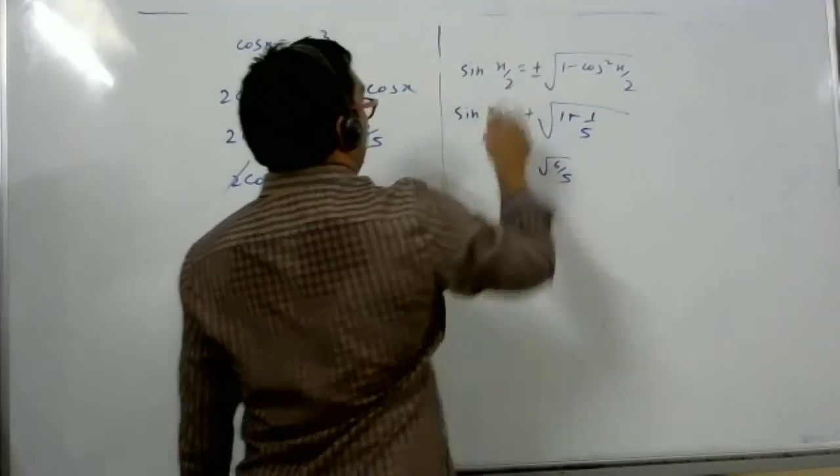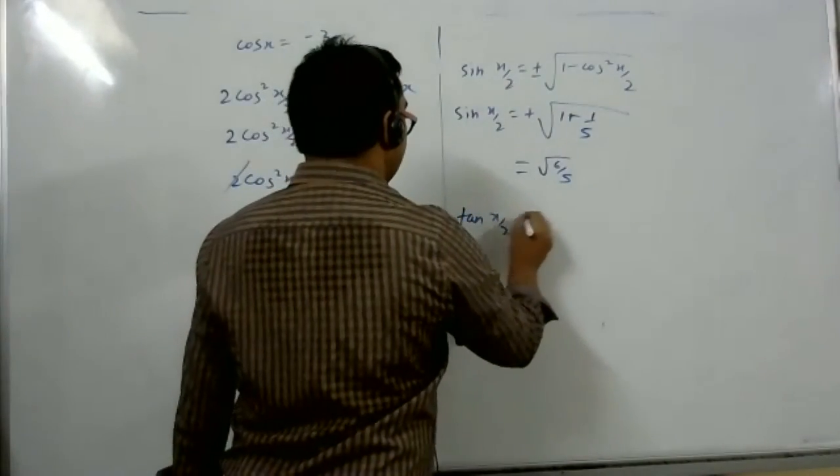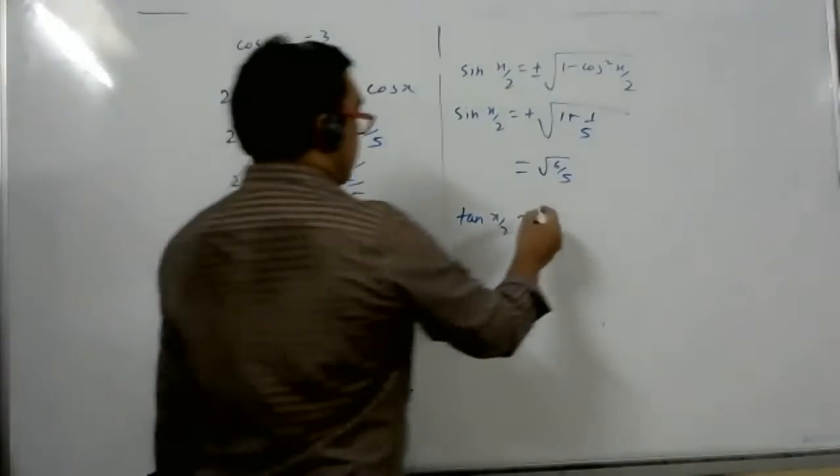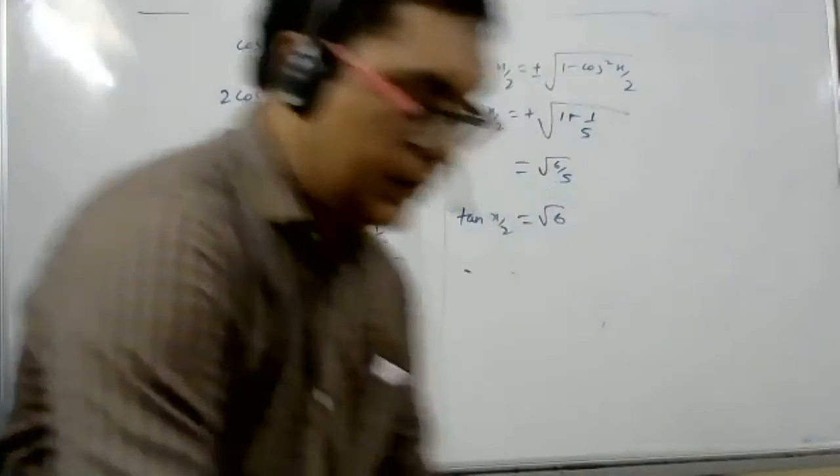So now sin x by 2 we know, cos x by 2 we know. Tan x by 2, how much? That is also positive. Sine by cos, so root 6. This is the answer. Are you understanding? Yes. Thanks a lot, sir.